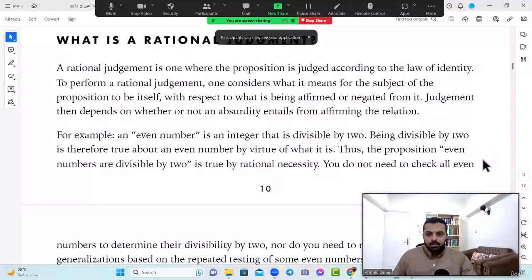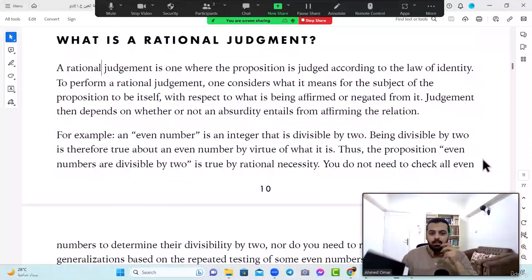A rational judgment is one where the proposition is judged according to the law of identity. To perform a rational judgment, one considers what it means for the subject of the proposition to be itself, with respect to what is being affirmed or negated from it. Judgment then depends on whether or not an absurdity entails from affirming the relation.